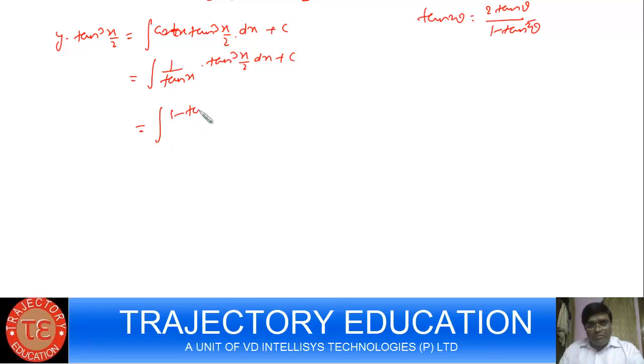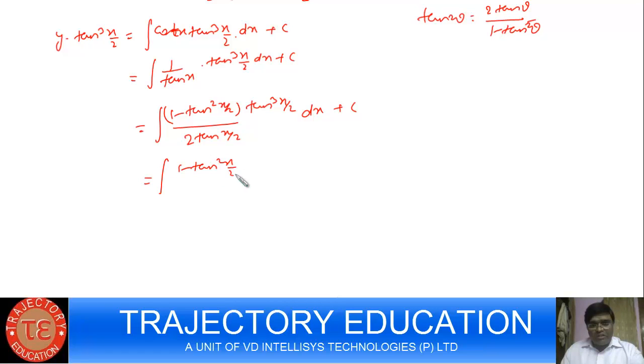You know tan 2 theta is 2 tan theta over 1 minus tan square theta, so we will use this. So it is (1 minus tan square (x/2)) times tan cube (x/2) over 2 tan (x/2) dx plus a constant, which is (1 minus tan square (x/2)) times 1/2 tan square (x/2) plus a constant.